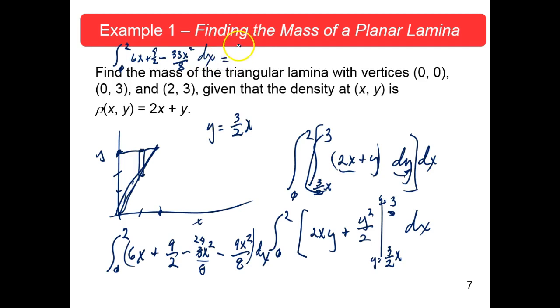Okay, and what does that give you? Antiderivative of 6x is 3x squared. Perfect. Okay, antiderivative of 9/2 is, doing dx, right? 9/2 x minus, anybody?